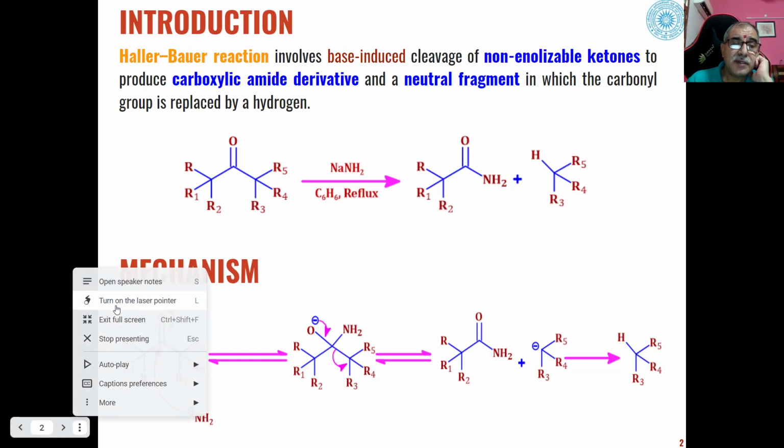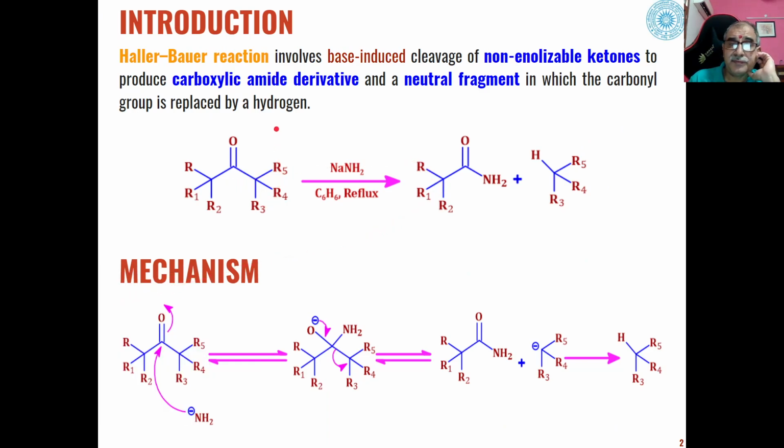Haller-Bauer reaction is basically the reaction of non-enolizable ketones which are converted in the presence of a strong base into carboxylic amides, and a neutral fragment is formed where the ketonic substrate breaks either from this end or from this end, depending upon which neutral molecule will be formed that is more stable in such cases.